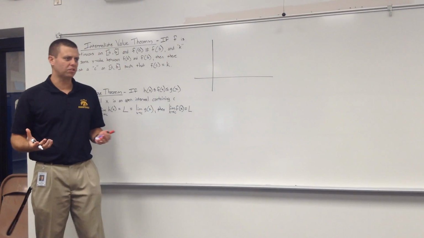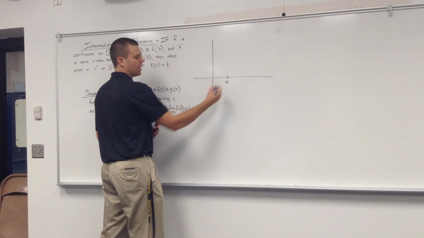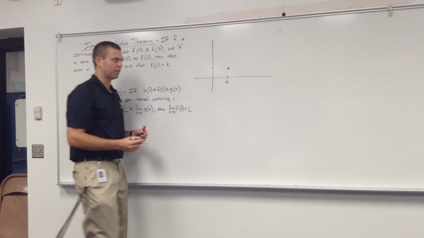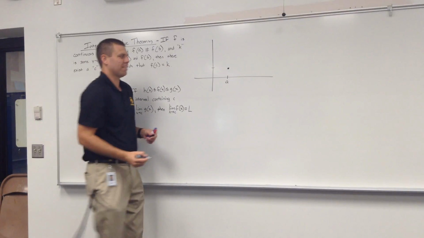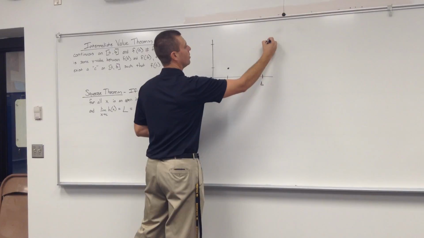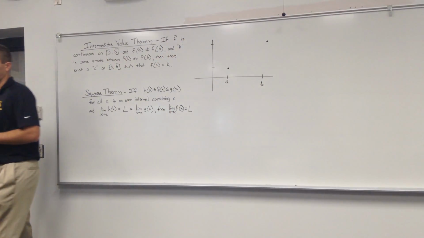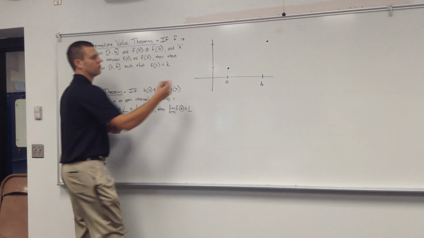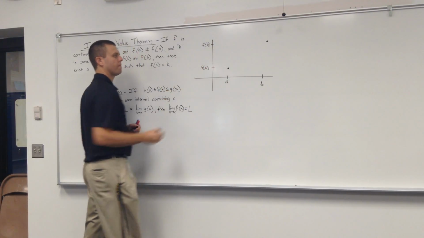Let's think about our speed situation we talked about. At some point in time, I know I was going 60 miles an hour, okay? So at some point in time, I know I was right here. And then at another point in time later, in our instance, we were right here. So this is my f of A, this is my f of B.